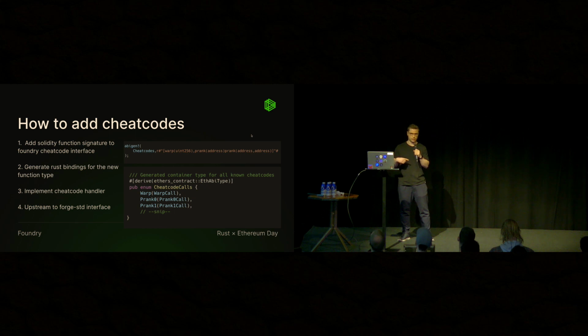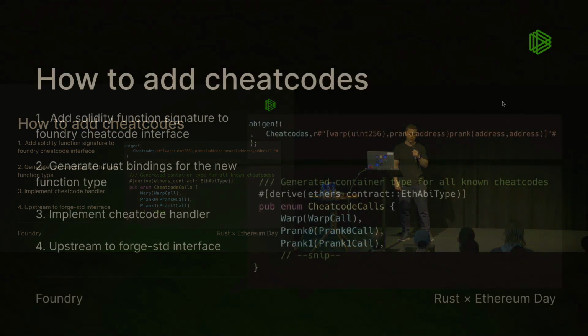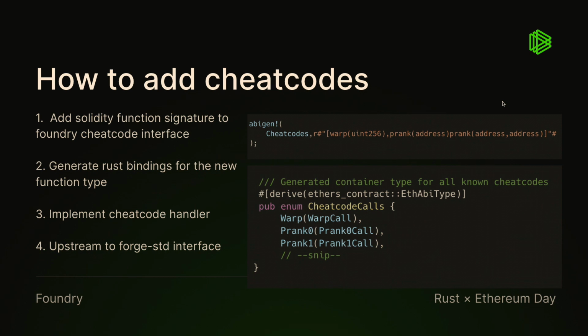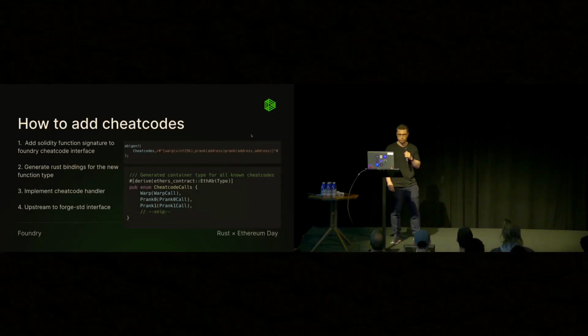So when we have intercepted a cheat code call, then we try to decode the function input into a cheat code call, and then we can apply the cheat code based on the decoded variant. So when warp is called, for example, then the function input should be decoded into a warp call, and we can simply match on that decoded call and apply the cheat code, update the block timestamp, and return.